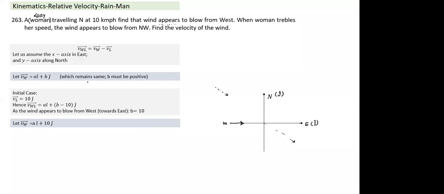Now, second case, what happens? Okay, now we have found the value of b. We'll substitute the value of b here. That's the wind velocity. Let's solve the second part.